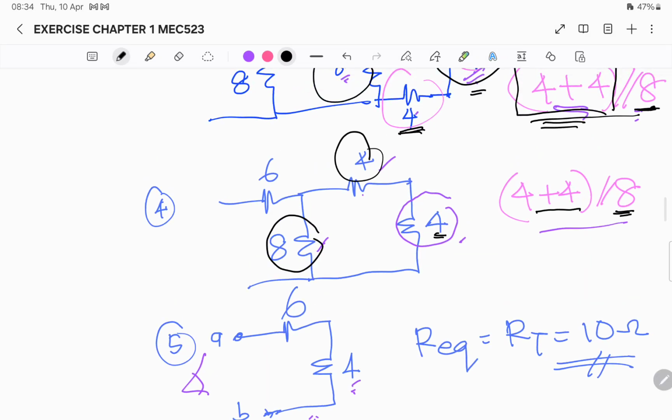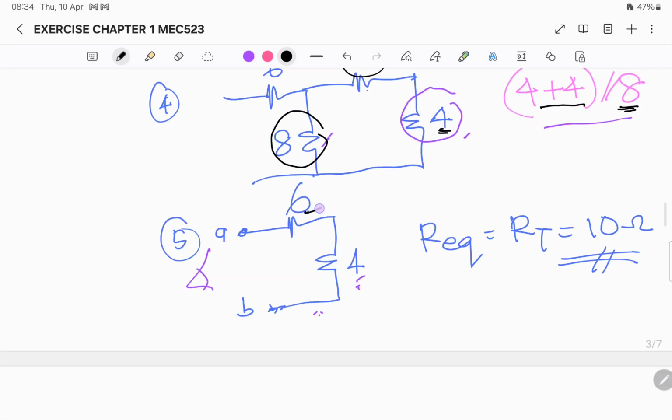Dengan 8, so parallel dengan 8. And then last sekali akan tinggal the 6 yang depan tu, the first 6. Lepas tu bila dah jadi macam ni, so we know that it is in series. Okay.